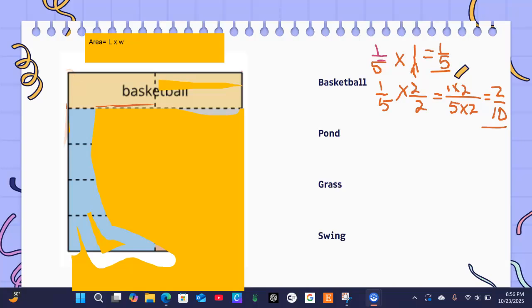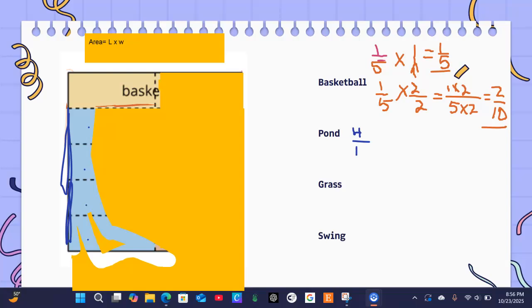So just the pond, we have this side length right here, and that would be 1, 2, 3, 4. So that would be 4. However, it's not just 4, it's going to be 4 out of 5. And let's cover that up so that you guys can see it. See it right here? So it's 4 blue and 1 yellow. So 4 out of 5 pieces are for the pond.